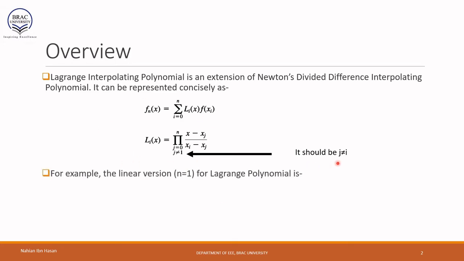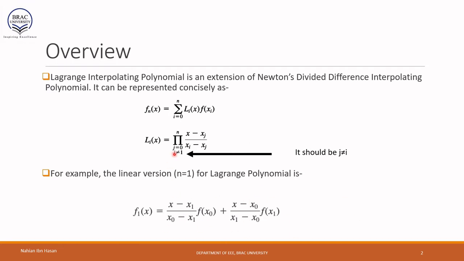Let's say I want to find the Lagrange interpolating polynomial equation for the case where n equal to 1. So here n equal to 1 and i is going to vary from i equal to 0 to 1. That means there are two terms in fn of x. The first term is for i equal to 0, that means L0 of x and f of x0, and the second term is for i equal to 1, that means L1 of x and f of x1. If you calculate the equation, it would look something like this.